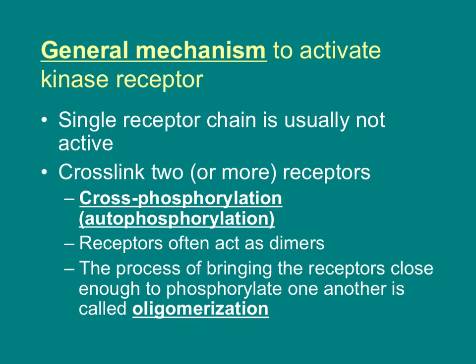They're too far apart. When they bind ligand, they get close enough together, and that allows one chain to phosphorylate the other chain. That's called cross-phosphorylation. Once you cross-phosphorylate, now I'm all phosphorylated, what's happened to my chain? It changed its conformation, and now I can autophosphorylate, right?